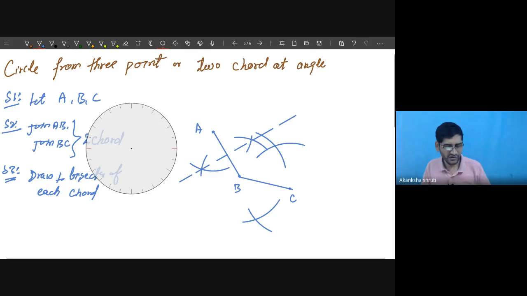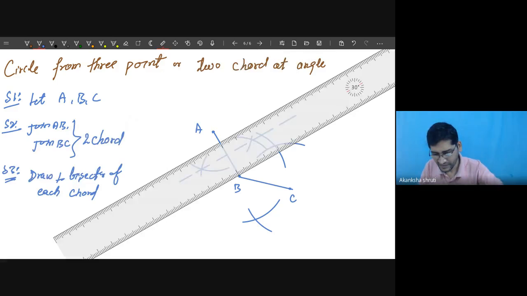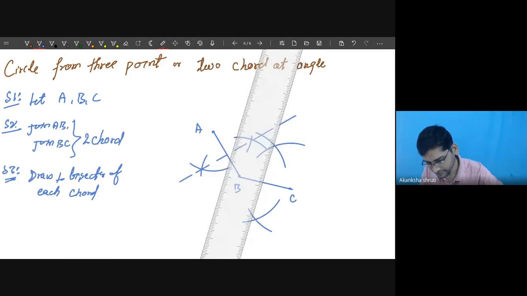Okay, now we have to take the scale. Now observe it carefully. What we are getting is a very interesting thing.